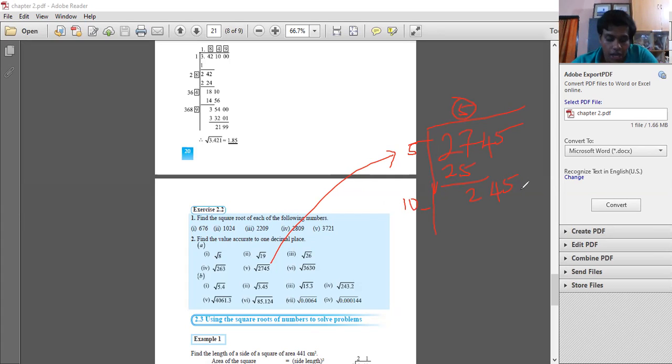What is that amount? 101, 102 into 2 will give you 204. 103 into 3 will give you 309. That is very big. So 102 is your answer. 102 into 2 will give you 204.